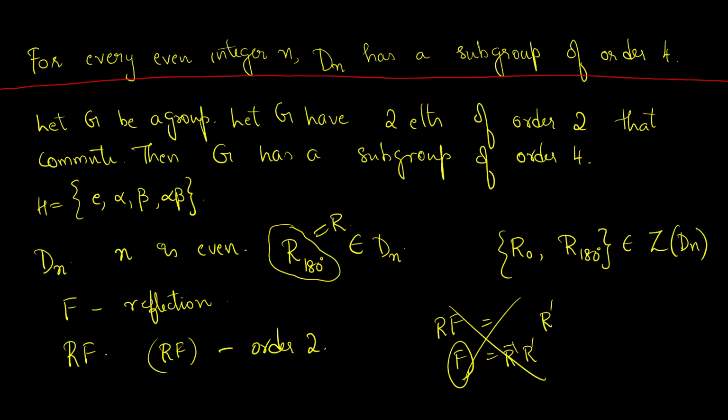And we know R is rotation by 180 degrees. It commutes with every element because R180 is in the center. So I have produced two elements. What are they? F and rotation by 180 degrees. Both of them are of order 2 and they commute. So definitely Dn has a subgroup of order 4. Using this, I have proved the existence of a subgroup of order 4.